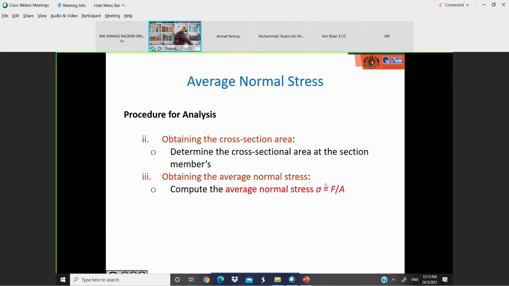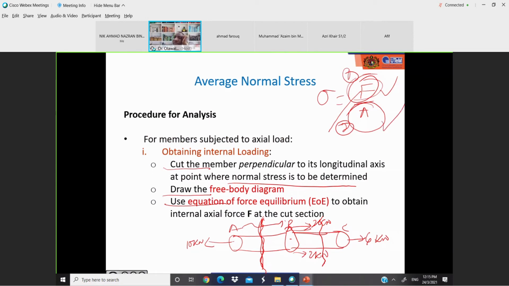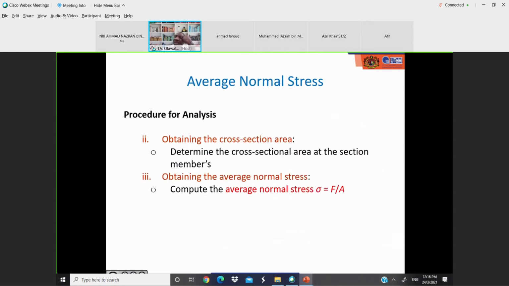Okay. So then the next thing is for you to calculate or determine the cross-section area of interest. Now, after you determine the area, all you need to do after you get your force and your area is use this formula to determine your stress. So step number 3, obtain the average normal stress. You compute the average normal stress using F. Sigma is equal to F over area.